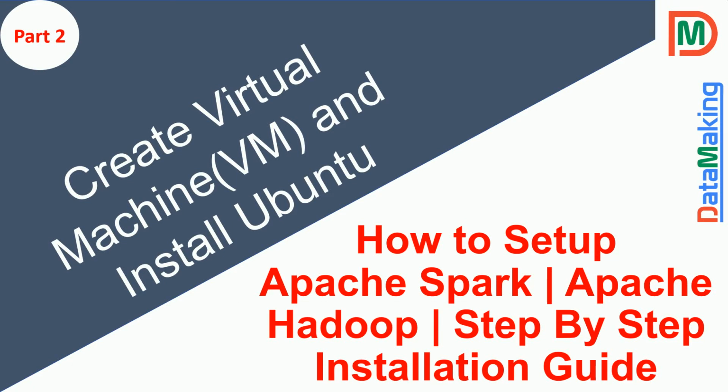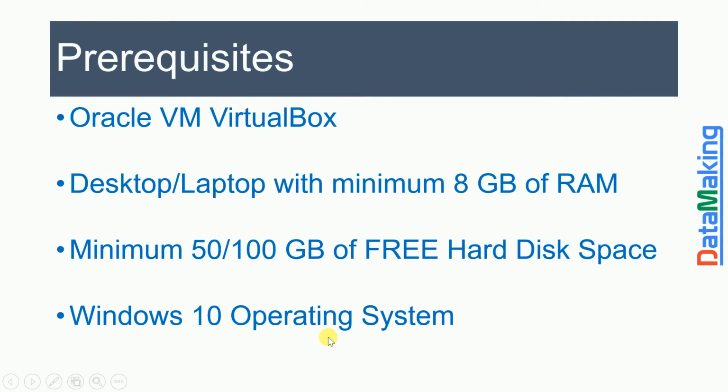In this video, we are going to create a virtual machine and install Ubuntu using the Oracle VM VirtualBox manager. The prerequisites for creating a VM and installing Ubuntu are that you should have Oracle VM VirtualBox installed and the Ubuntu 18.04 operating system image. You also need a minimum of 8 GB of RAM, 50 or 100 GB of free hard disk space, and the Windows 10 operating system. Okay, so let's get started.